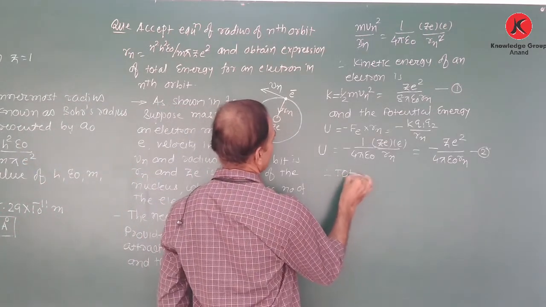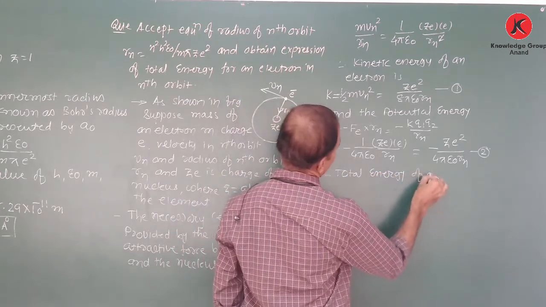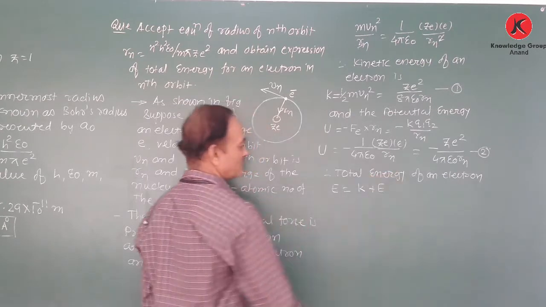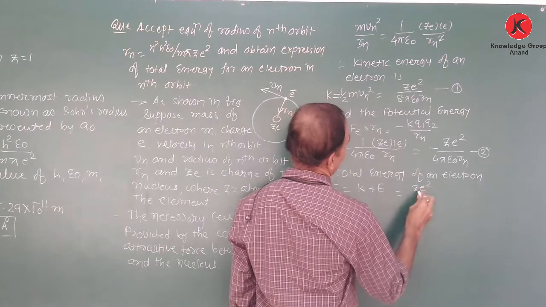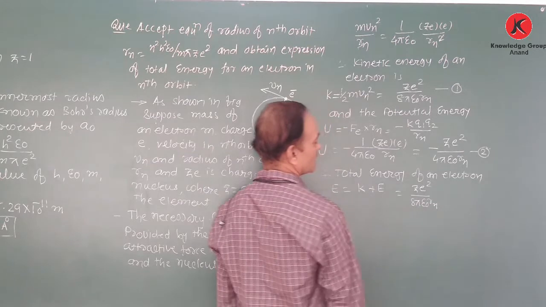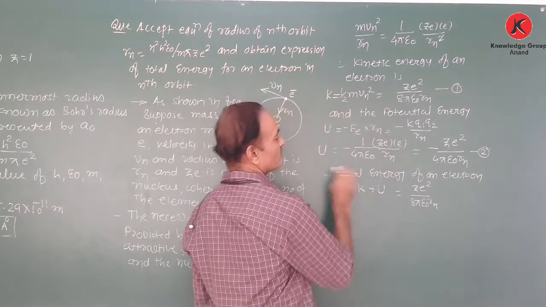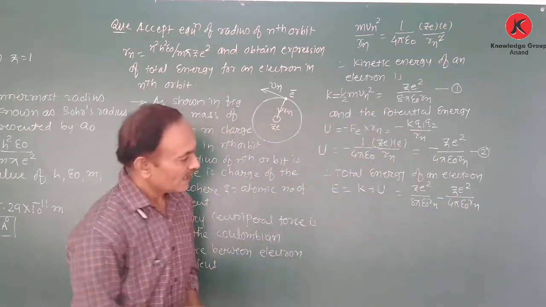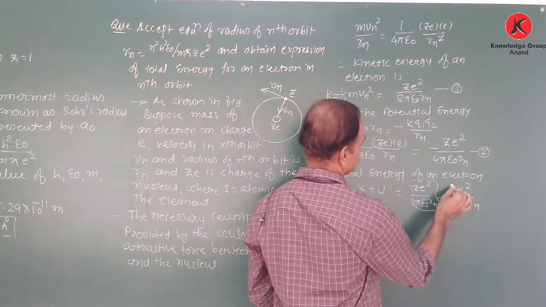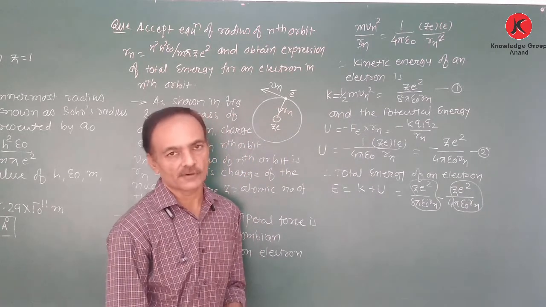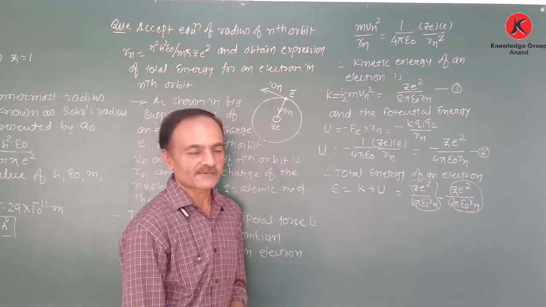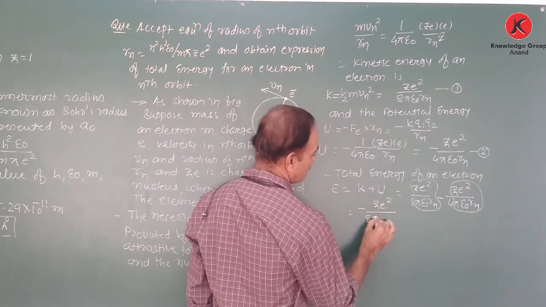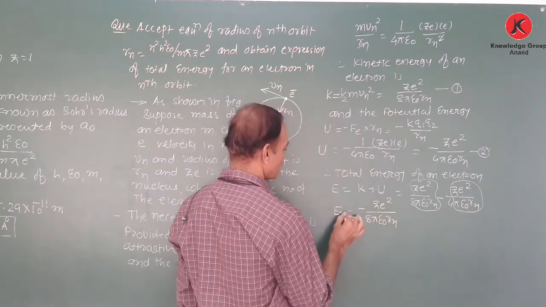Therefore, the total energy of an electron is the addition of kinetic energy plus potential energy. Substitute the value. Kinetic energy is Z e square upon 8 pi epsilon 0 rn plus potential energy U, which is minus Z e square upon 4 pi epsilon 0 rn. Now listen, in both equations this part is common. Therefore 1 by 8 minus 1 by 4, subtraction is minus 1 by 8. So E is equal to minus Z e square upon 8 pi epsilon 0 rn. That is the equation of total energy.